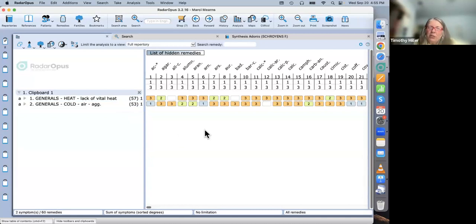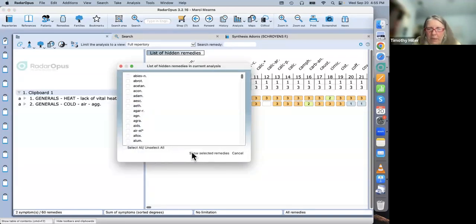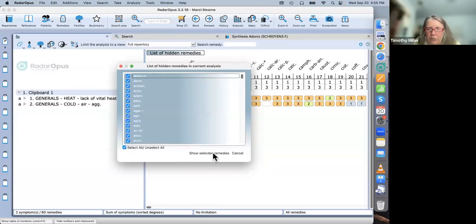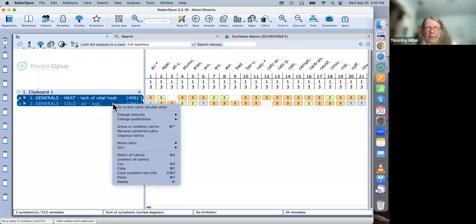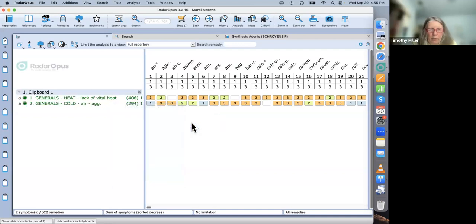I didn't do a traditional elimination. Let's look at the difference. Right now, I've got 60 remedies. If I want to bring these back, I've got to select all and show them again. There we go. They're back. I've got 522 remedies. If I do a traditional elimination and I right click and put this as an eliminative rubric, I've still got 522 remedies in consideration.